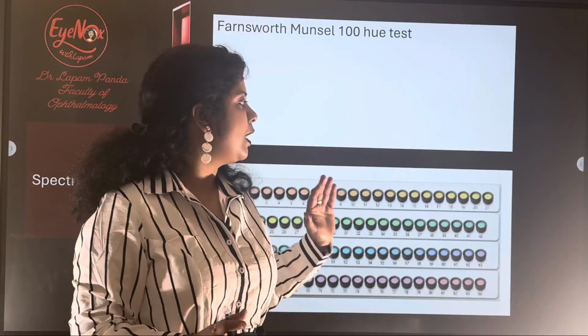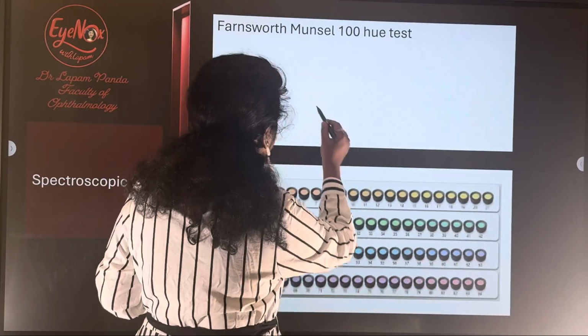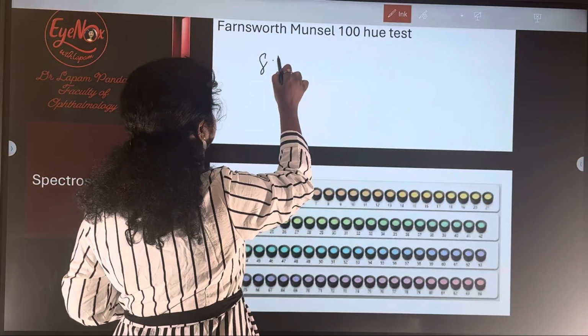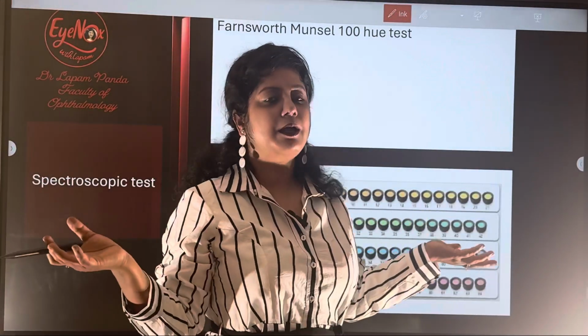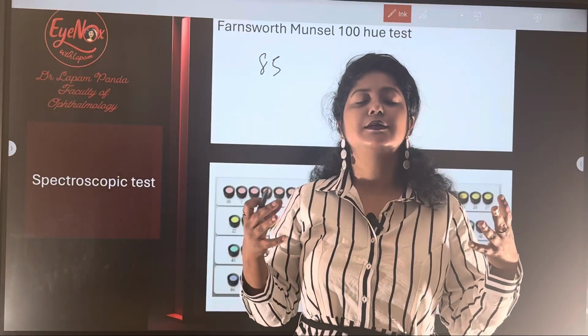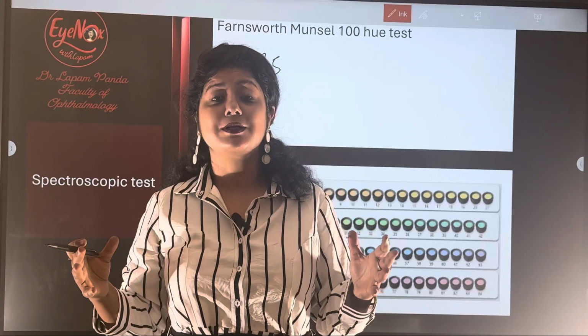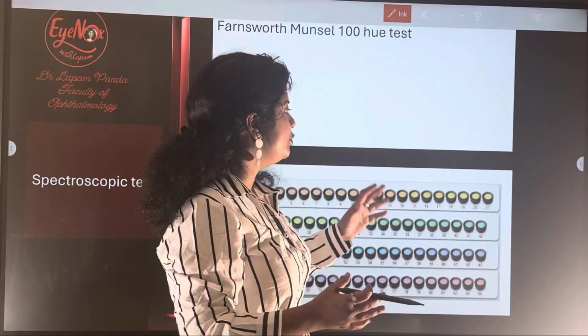Usually we don't use 100, we usually use 85 plates here, and the patient is asked to match those 85 plates. Since a lot of colors are being asked to match, this test is very sensitive, but it's going to be cumbersome. It takes a lot of time for the test to do.